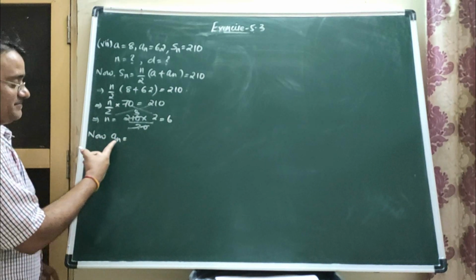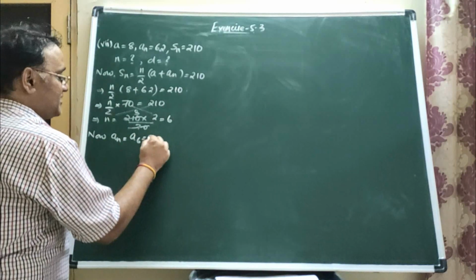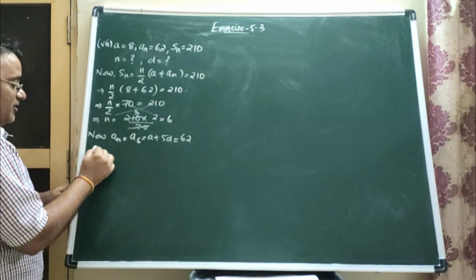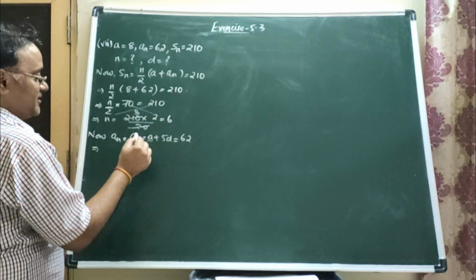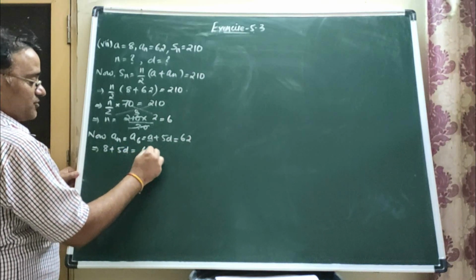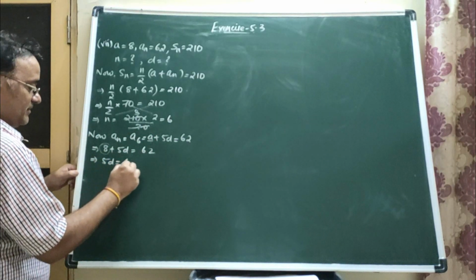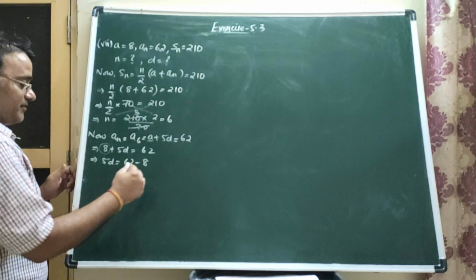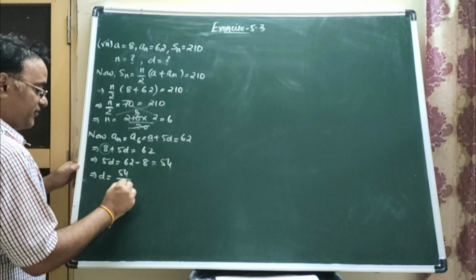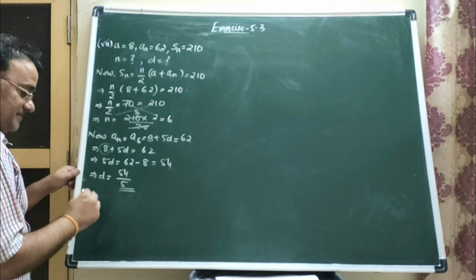an is given. An means a6. And how will you write a6? a plus 5d and this is equals to 62. Now what we will do, we will substitute the value of a in this equation. a is 8, 8 plus 5d is equals to 62. Now shift 8 to that side. 62 minus 8, it will be 54. And finally we'll get d is equals to 54 by 5. This is the answer. Now we'll move towards the 8th bit.